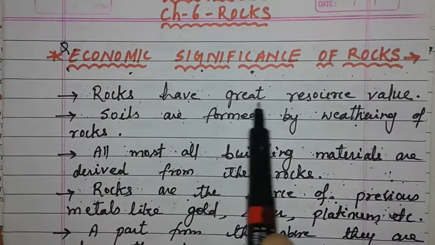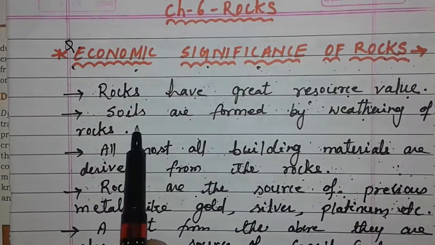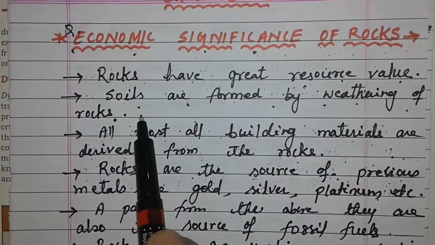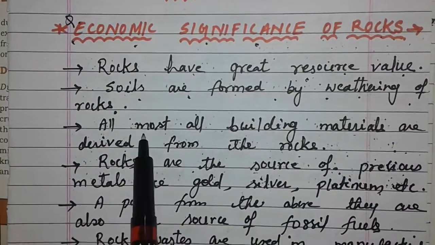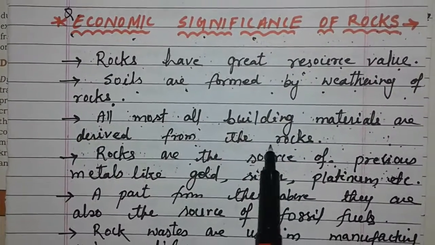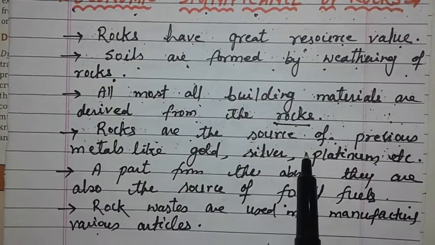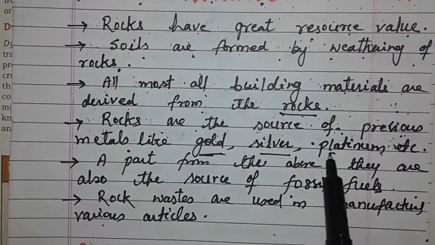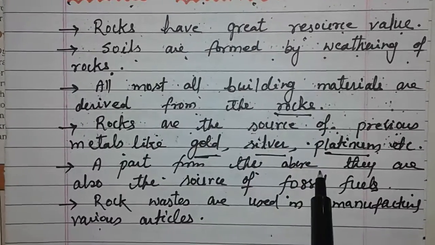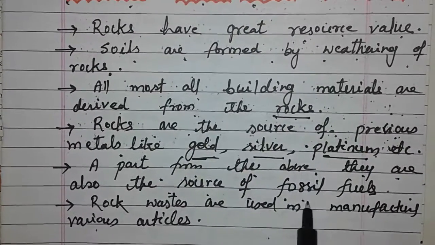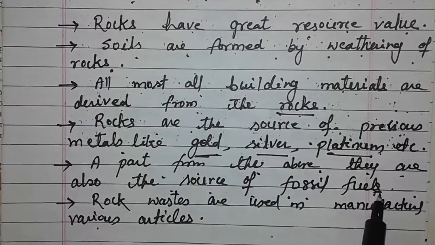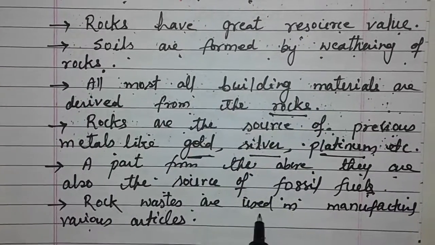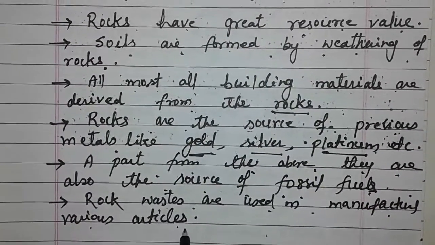First point, rocks have great resource value. Second point, soils are formed by weathering of rocks. So rocks play a major role in the formation of soil. Almost all building materials are derived from the rocks. Rocks are the source of precious metals like gold, silver and platinum. Apart from this, they are also the source of fossil fuels. What are the fossil fuels? Coal, petroleum and natural gas. Rock wastes are used in manufacturing various articles.